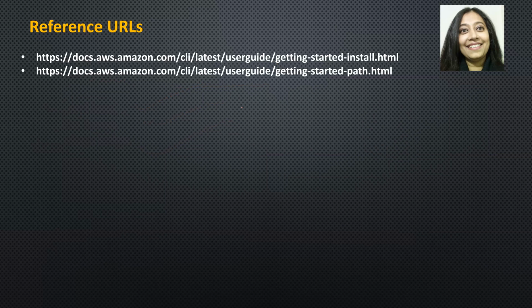Reference URLs. So these two URLs are very helpful. In fact, I would recommend that you refer to these URLs, especially when we are upgrading CLI, right? And we are trying to set the path variable and just keep them handy. Most of the commands that I am using in this lab are taken from these two URLs. So if you have them handy, it'll be good. Plus, both the URLs have much more information than what I can cover in this lab.